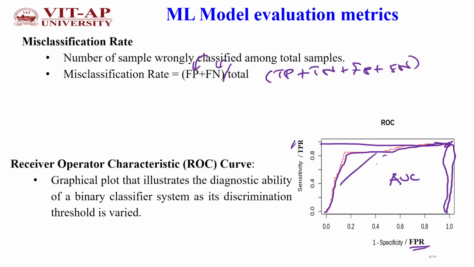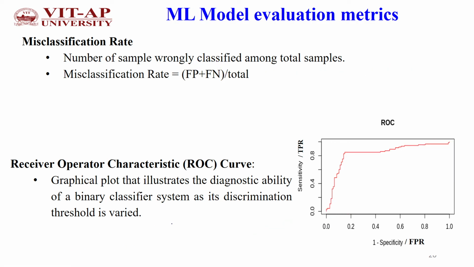The area under this ROC curve is called the area under curve. So if your area under curve is more, if this area is more, then our model is better. If the area is very less, suppose my curve is like this, then my area is very less, so this represents that our model is not performing well.